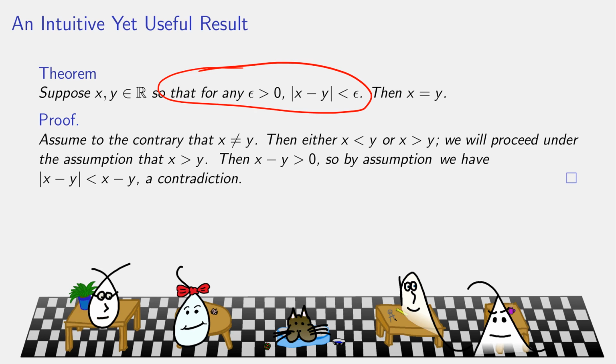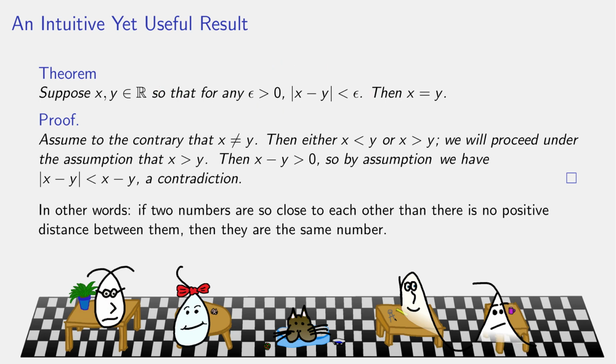But we proved already the absolute value of a number is always bigger than or equal to the number you plug into it. And in this case, the number is just x minus y. Therefore, x cannot be not equal to y. So if two numbers are so close that the distance is less than any positive number, they have to be the same number.